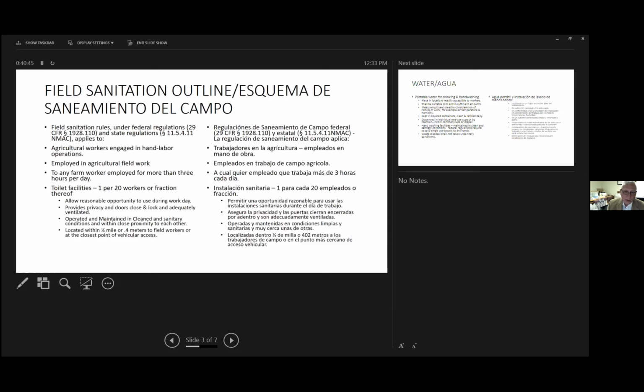They're required to be located within 1/4 of a mile, or about 0.4 kilometers, for each worker, or at the closest point of entry. For example, say that it's unfeasible to have the toilets within 1/4 of a mile because there's a problem entering the field, then you have to locate them at the closest point of entry, which means just maybe where they actually have the drive-through.